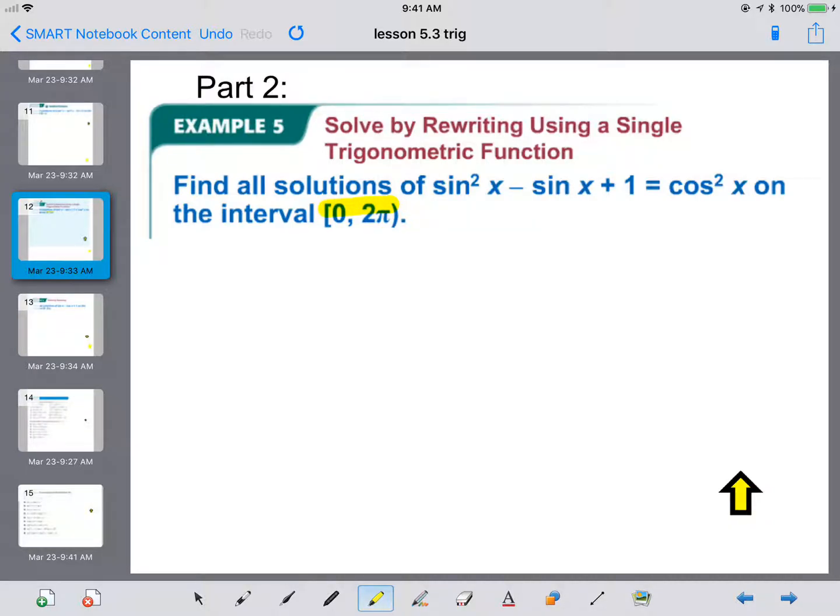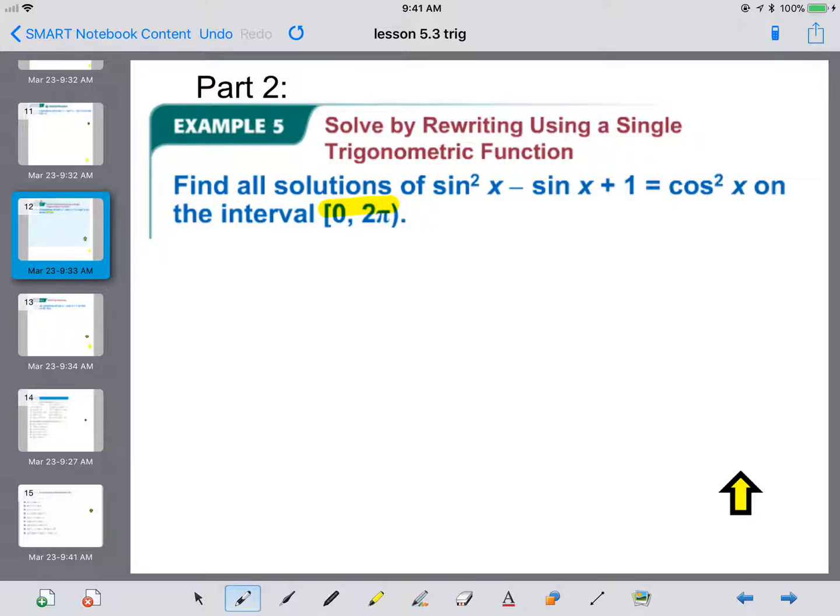You see how there is a bracket on the 0 but a parenthesis on the 2 pi. That tells you that you don't have to include 2 pi. You just have to include 0 if it's an answer. Okay, so we're going to just look at the answers from 0 to 2 pi, like one cycle around your unit circle.